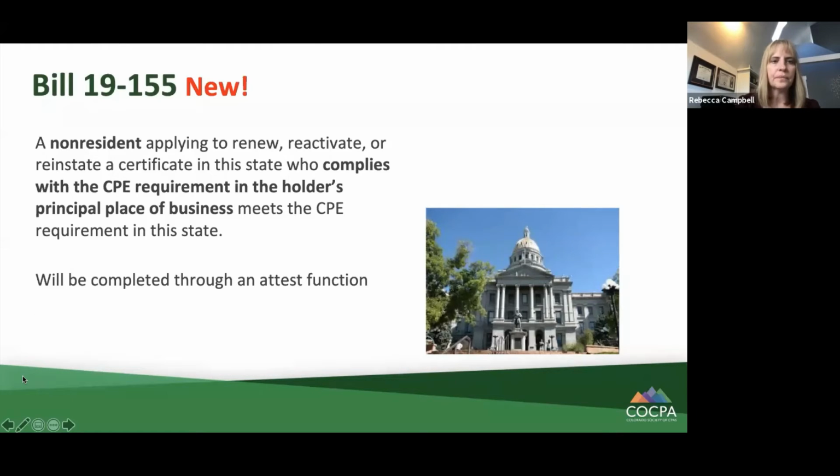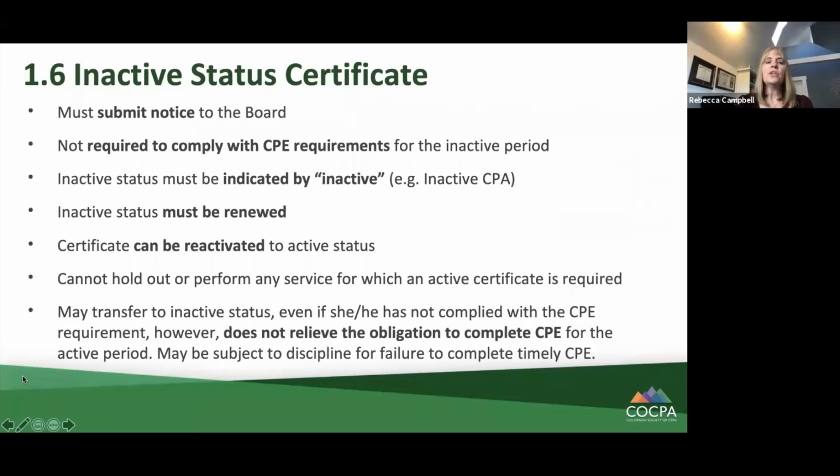All right, so if you want to change your certificate to inactive, you have to give notice to the board. We had a quiz question earlier about needing to renew your status. So you do have to keep renewing your inactive and your retired status. You're not required to comply with CPE. You can put inactive CPA after your name. We talked about that in the session this morning.